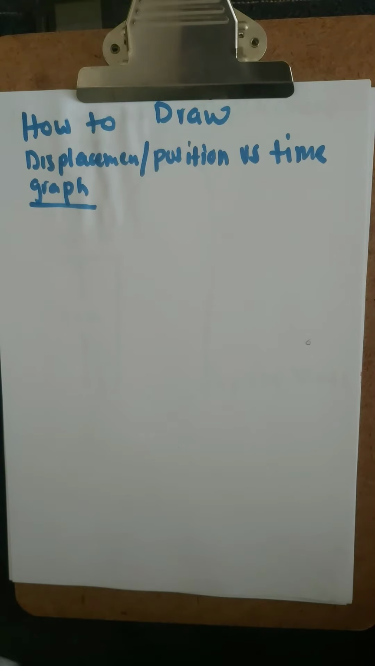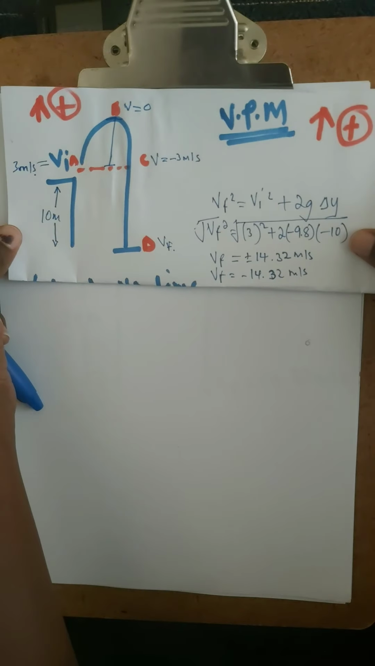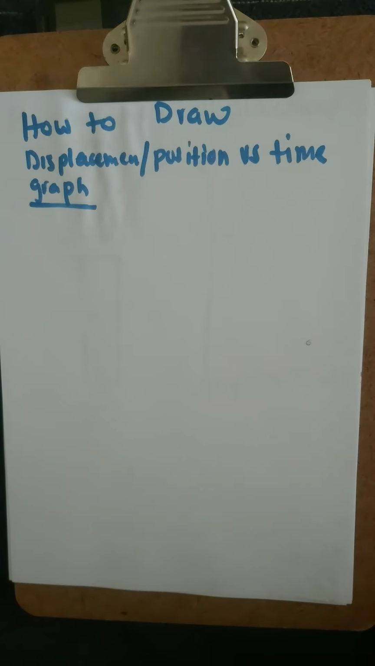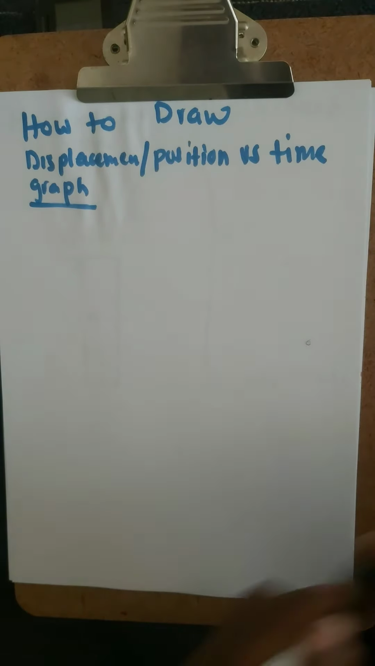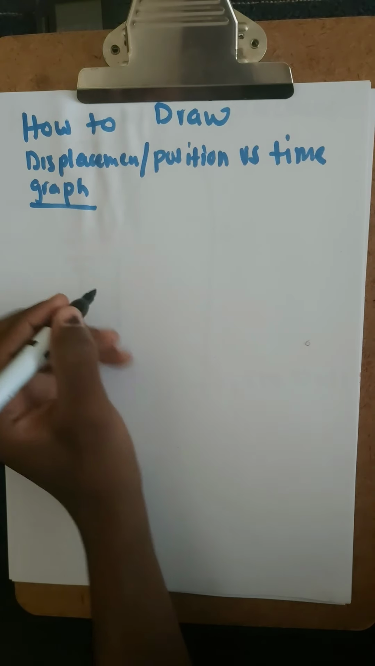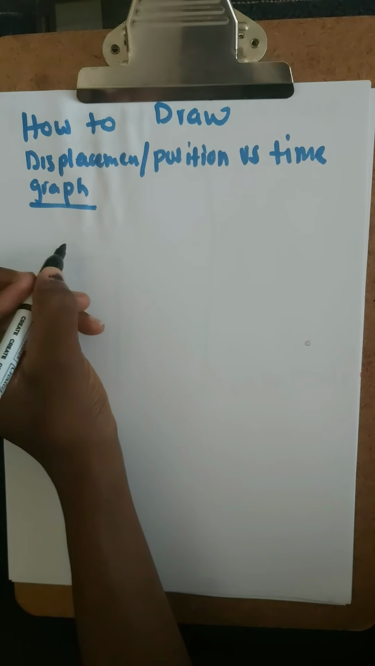Okay, so guys, this is part two of the video. In the last video we discussed the following question, if you still remember, when we were sketching the velocity versus time graph. So now we want to discuss sketching the displacement versus time graph. The formula that we're going to use is this one.